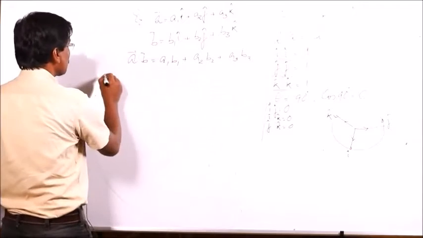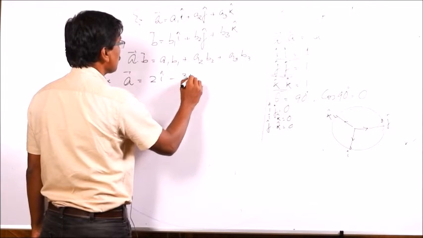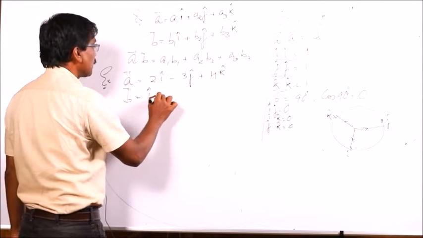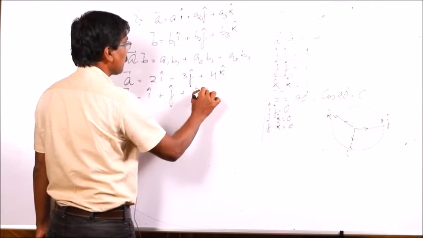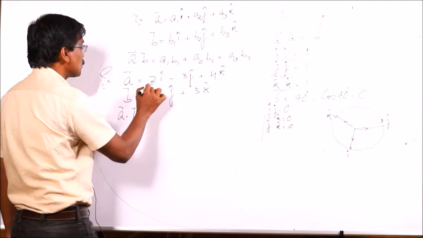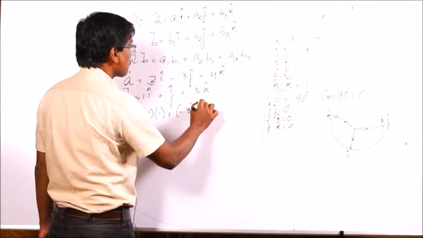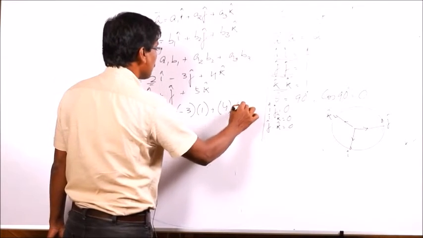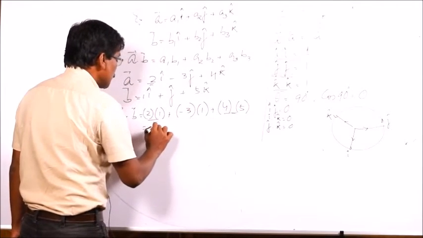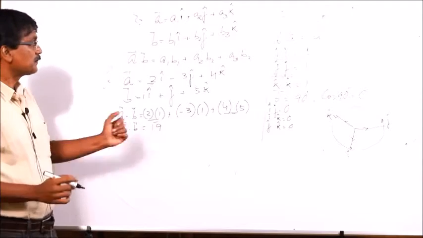Take one example. Suppose A vector is equal to 2 i cap minus 3 j cap plus 4 k cap, and B vector is equal to i cap plus j cap plus 5 k cap. So what will be A vector dot B vector? We simply multiply the components, that is 2 into 1 plus minus 3 into 1 plus 4 into 5, which is equal to 22 minus 3, that is 19. So A dot B is equal to 19. It is a scalar quantity.